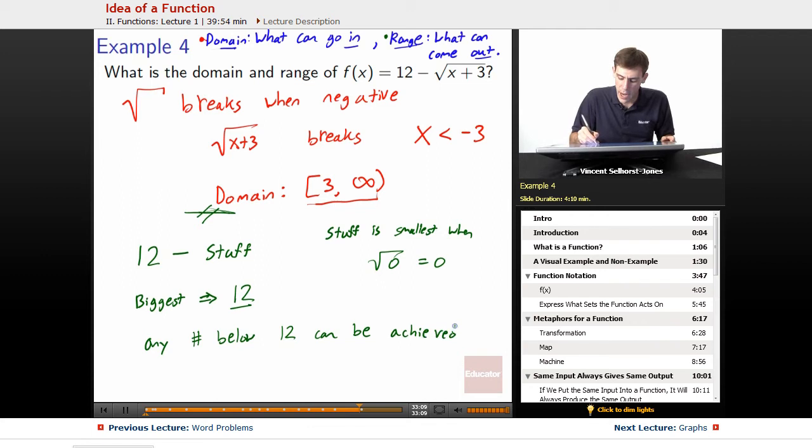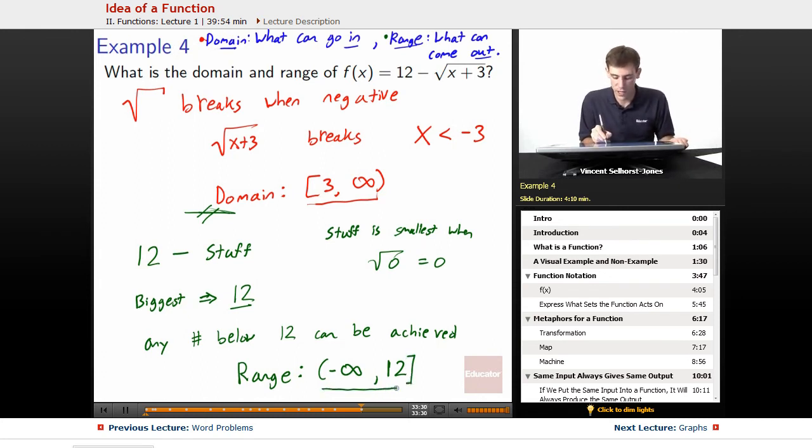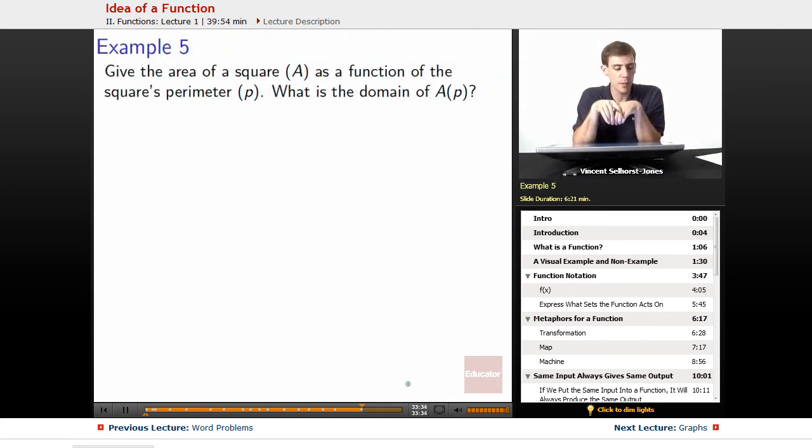So we have our range is going to be everything from the lowest possible, all the way anywhere up from negative infinity up until 12. Now we ask ourselves, can we actually achieve 12? Yeah, we can. We can actually get to 12, so we include 12. So our range is from negative infinity to 12. There's our answer. Final one, we've got a word problem.